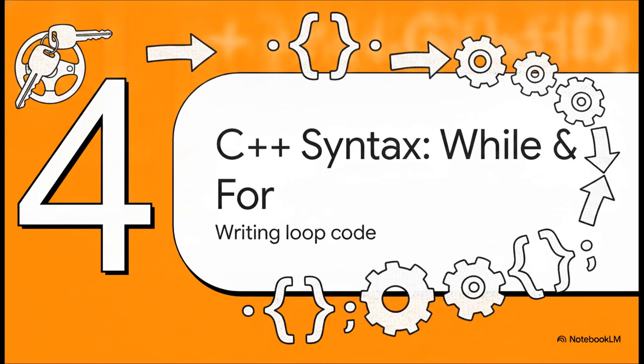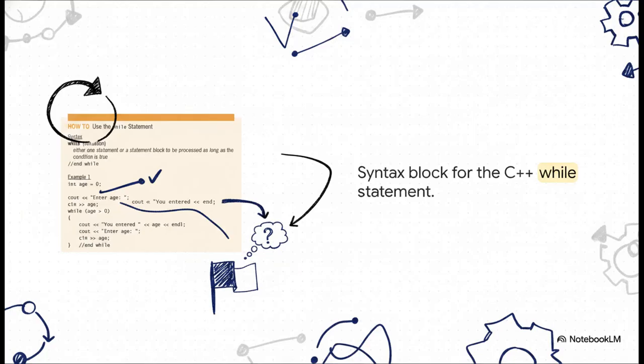Section 4. C++ syntax. While and for. Let's actually write some loop code. All right, here we have the syntax for the classic C++ while statement, which is your go-to for a pre-test loop. You start with the keyword while, followed by your condition enclosed in parentheses. If it evaluates to true, the loop processes the statement block inside those curly braces. And hey, even if you only have one statement, it's a great habit to use those braces anyway, just for clarity. Oh, and notice that little comment at the bottom? /end while. Highly recommend making that a habit. It clearly marks the end of your loop and keeps your code super readable.